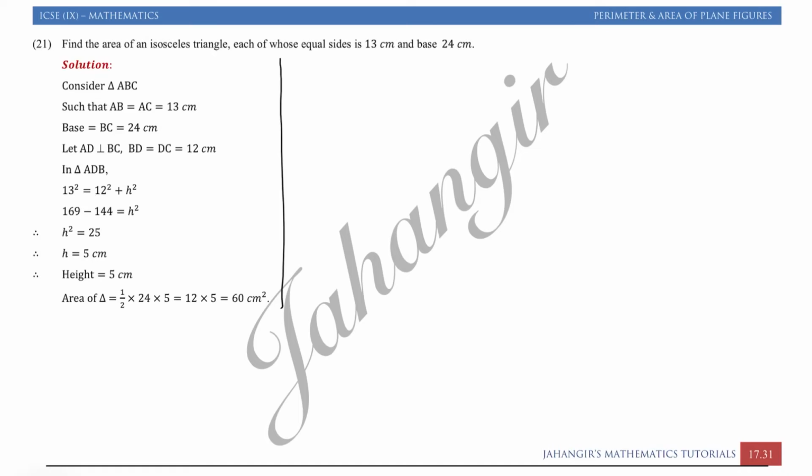Find the area of an isosceles triangle, each of whose equal sides is 13 centimeter and base is 24 centimeter. So we will consider triangle ABC in which AB is 13 centimeter, AC is also 13 centimeter and BC is 24 centimeter. Here you can find the area either by making an altitude, finding the height by Pythagoras theorem, and then using half into base into height, or you can even use Heron's formula directly as three sides are known.